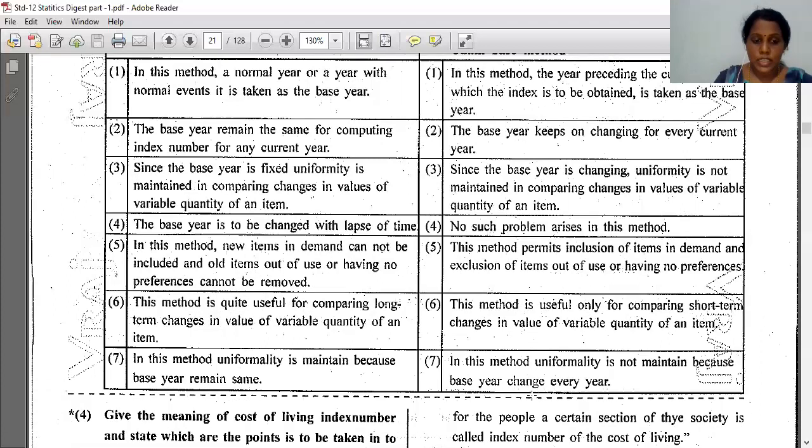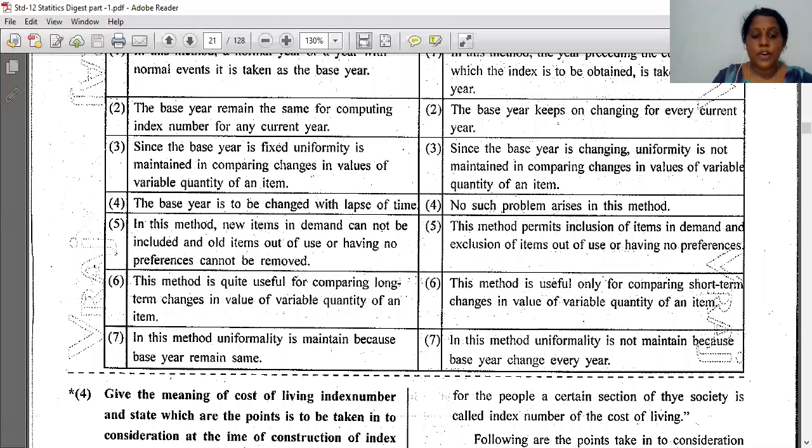Then seventh is, in this method, uniformity is maintained because the base year remains the same. Like the third point, this third and seventh point are the same. In this method, uniformity is not maintained because the base year keeps on changing, right?